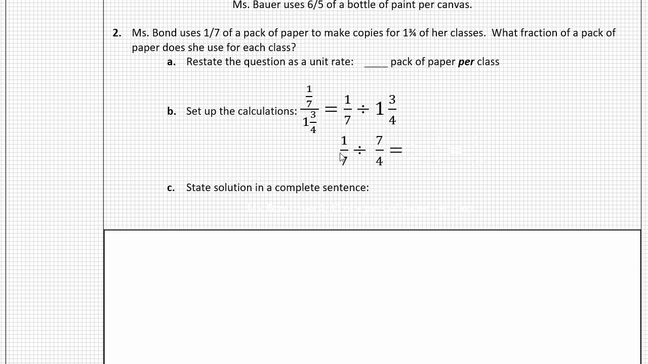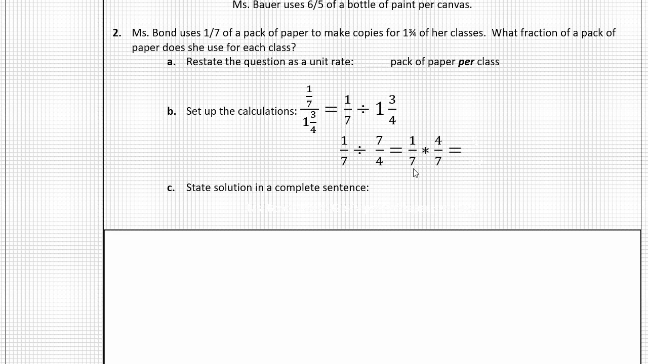Well, we're keeping the 1/7. We're still trying to think about it as a division problem because we needed to turn this into an improper fraction. And since 4 times 1 is 4, plus 3 is 7, 1 3/4 is equal to 7/4. Now we're ready to calculate this using keep, change, change. Go ahead and extend the problem and see if you can complete these calculations.